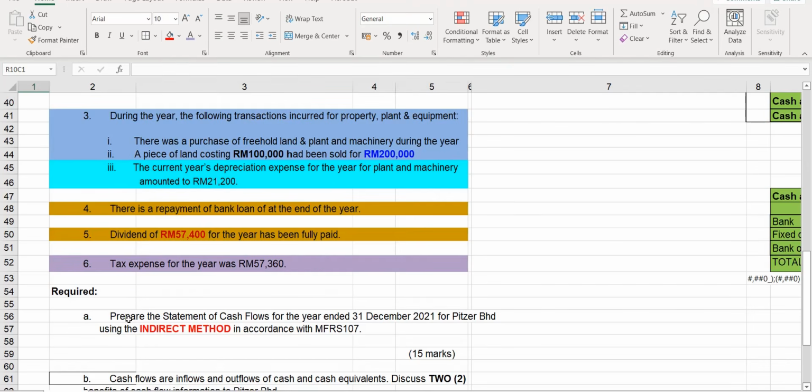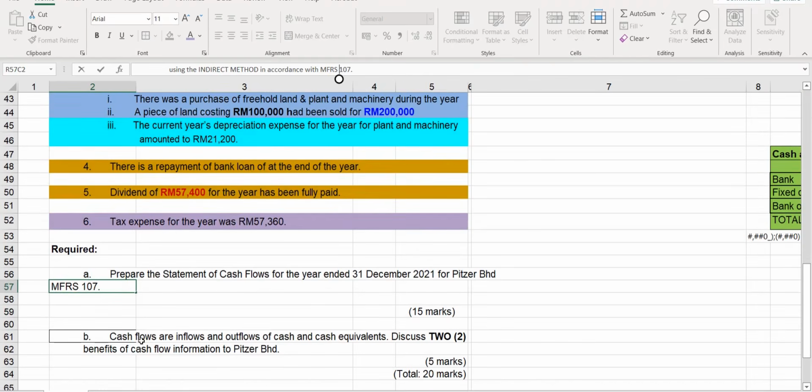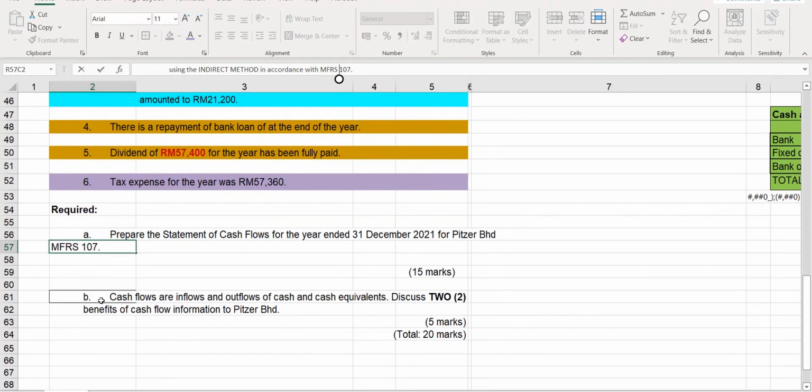So the requirement of this question is to prepare the statement of cash flow for the year ended 31st December 2021 using the indirect method in accordance with MFRS 107. MFRS 107 is equivalent to IAS 7 Statement of Cash Flows as issued by the International Accounting Standards Board. The second part of the question, which is the theory question, I'm not going to focus on. My focus is on this 15 marks.